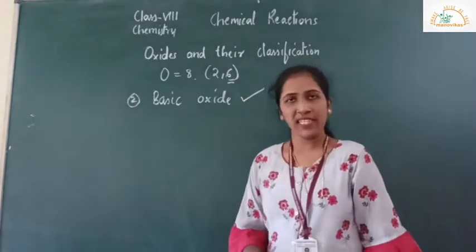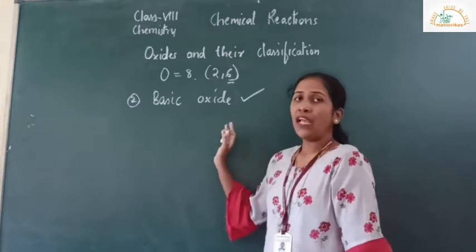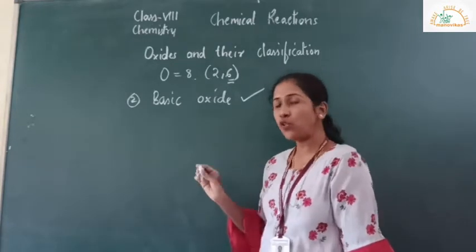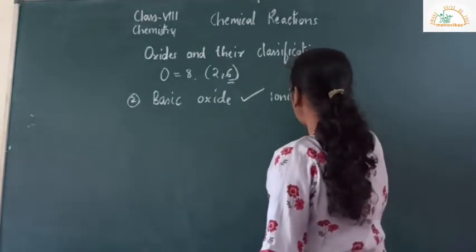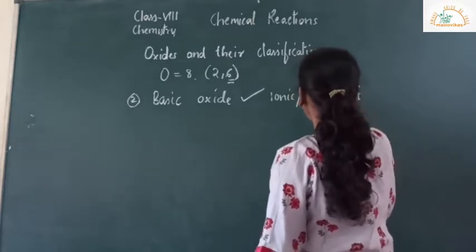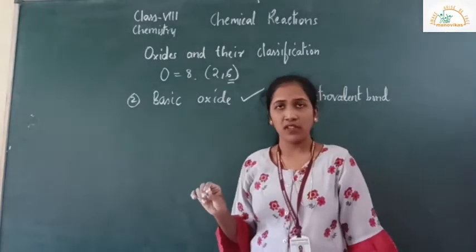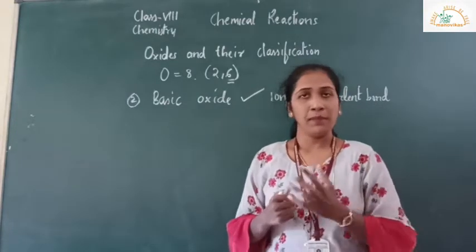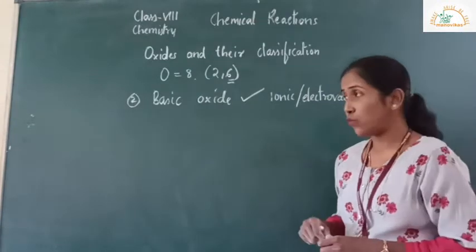Second one is basic oxide. Oxides of metals are basic, okay, and these oxides are formed through an ionic bond, or we can also call it an electrovalent bond. So now what do you mean by an ionic bond? The bond that is formed by the transfer of electrons from a metal to a non-metal. So we call it an ionic or electrovalent bond.